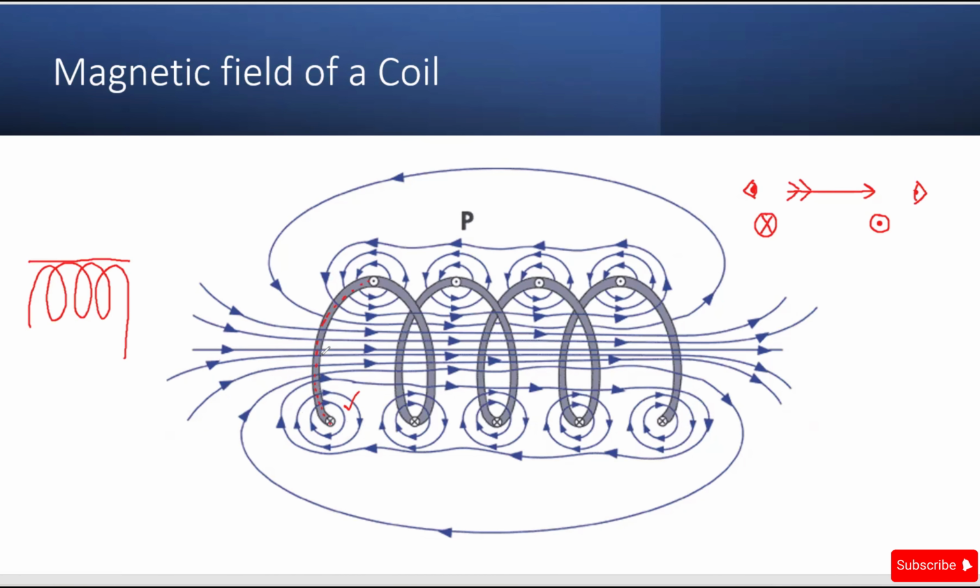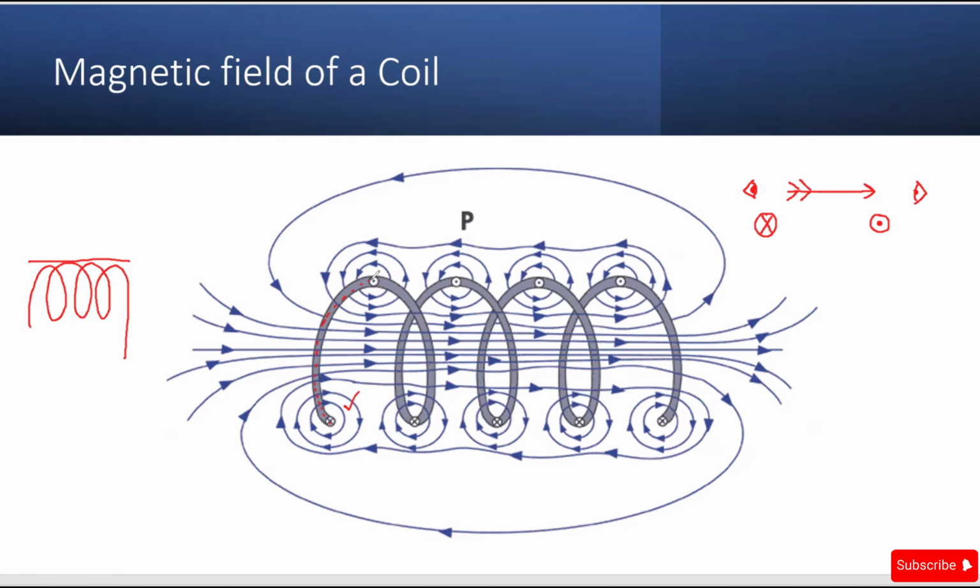Now this current is going here, and from the upper part of this coil, the current is coming out. Now put your thumb towards you and see what happens. The curl of the fingers, you would see, is anti-clockwise over here.